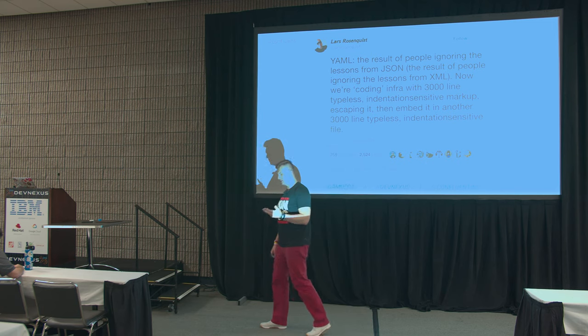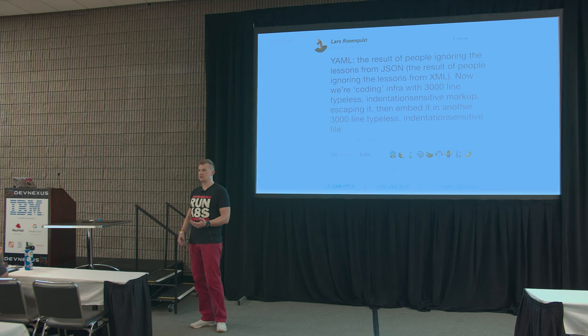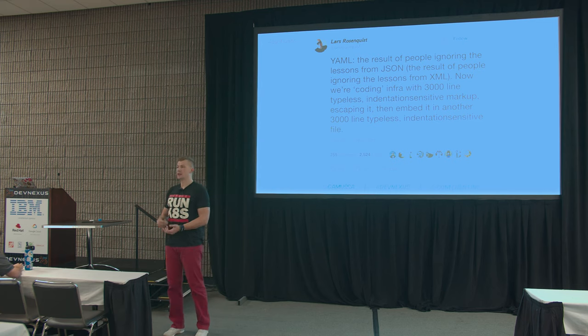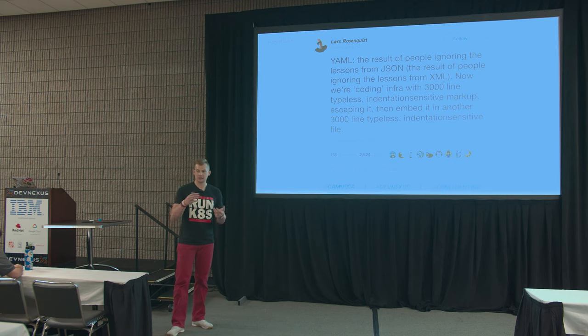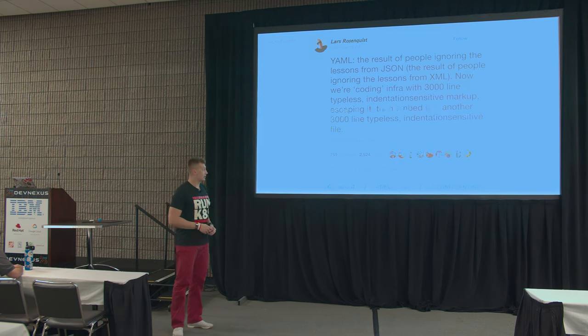Some people are still using XML, and probably they're fine with that because they don't see a reason why they need to go to JSON in the first place, because JSON didn't have a schema. JSON didn't provide the right ways to provide types and things like that. And now we have YAML.